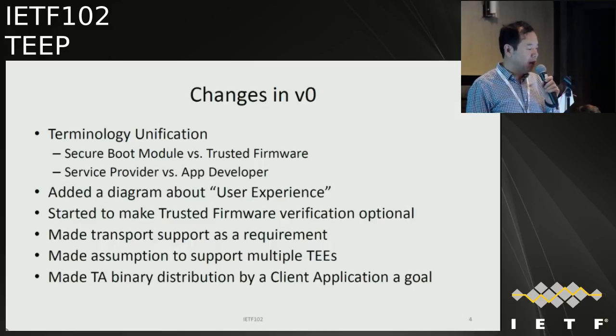And make the binary distribution two ways: once by TAM, once by TA, a cloud application. How is that done? But the architecture, that's more to come. But that's an assumption we want to address. So that's the main scope of what change was introduced there.